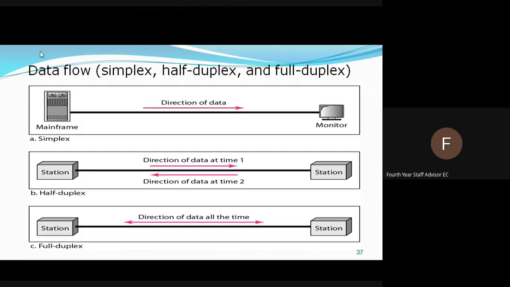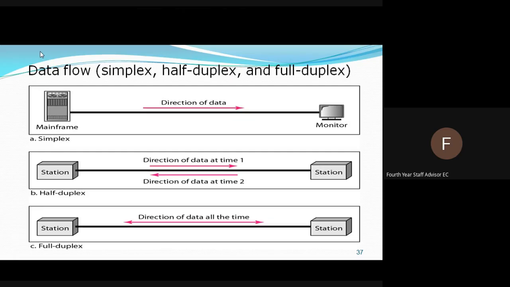As an example, the communication between the keyboard and the CPU, or the CPU to the monitor, and traditional monitors, all these are examples of simplex devices. So what about the capacity of the channel? The capacity of the channel is entirely used by the device that is transmitting the data. Out of the two devices, one can only transmit and one can only receive, so whoever is transmitting uses the entire capacity of the link. So that is the simplex mode of transmission.